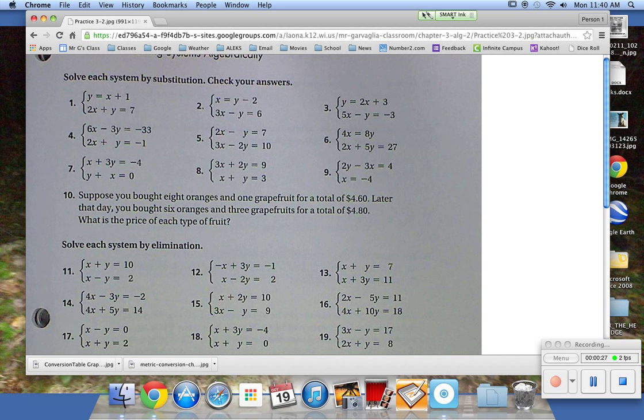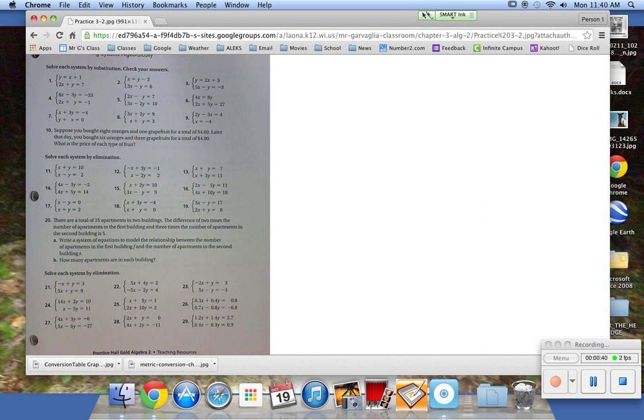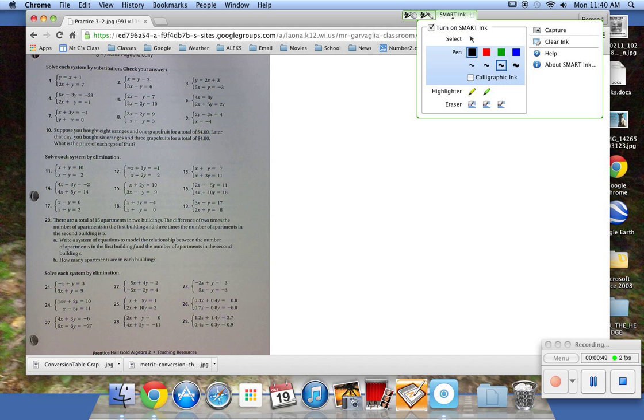All right? Chapter 3, section 2. First way we're going to learn to solve two equations, two unknowns, is through substitution. And then the second way is going to be elimination. This is practice. Okay? Let me show you an example of what I'm talking about.